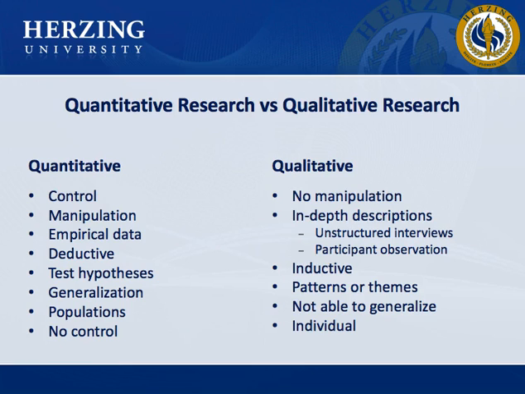Quantitative research uses a deductive or theory testing approach and is based on the concepts of manipulation and control using empirical data with a generalization to populations. On the other hand, qualitative research is inductive or open to new ideas and theories and is concerned with the in-depth descriptions of people or events with data collected through methods such as unstructured interviews and participant observations.